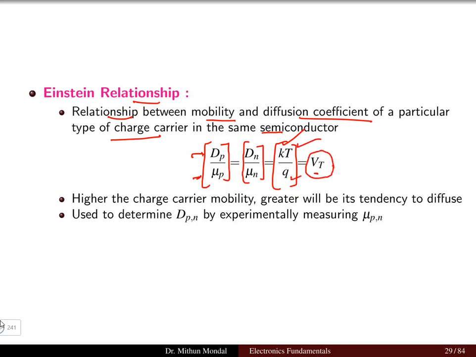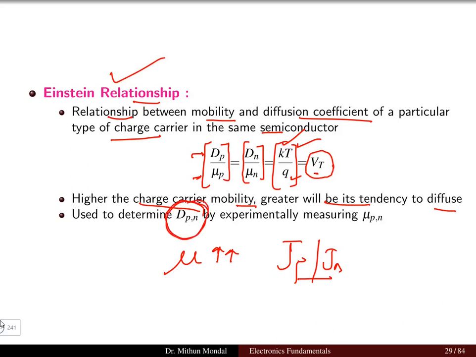The higher the charge carrier mobility, that is, if the mobility is more, the greater will be the tendency to diffuse. So the diffusion current Jp or Jn will be more. And this Einstein relationship is used to determine the diffusion constants Dp and Dn by experimentally measuring the mobility of the holes and the electrons.